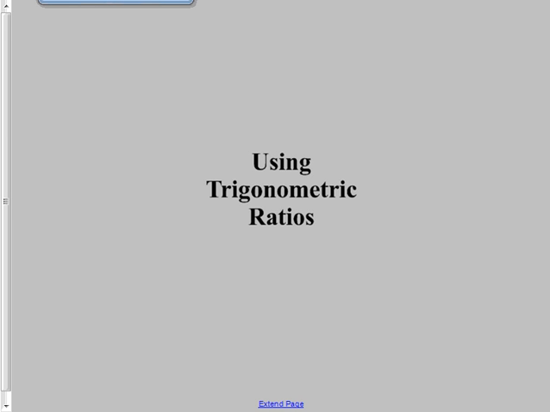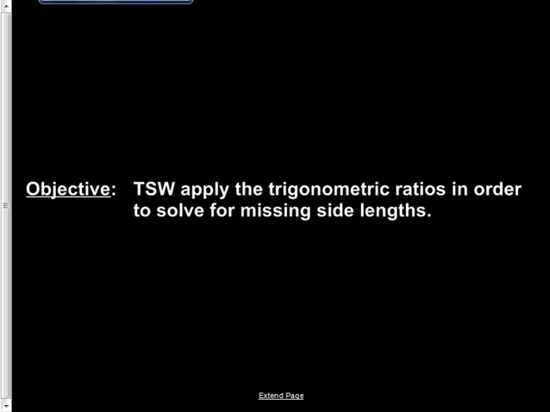Today we're going to continue our discussion of the trigonometric ratios, but today we're going to take a little bit deeper look at the math that is involved with those and the things that they can actually do when pieces of information are missing. So let's take a look. Our objective for the day is to apply the trigonometric ratios in order to solve for missing side lengths.